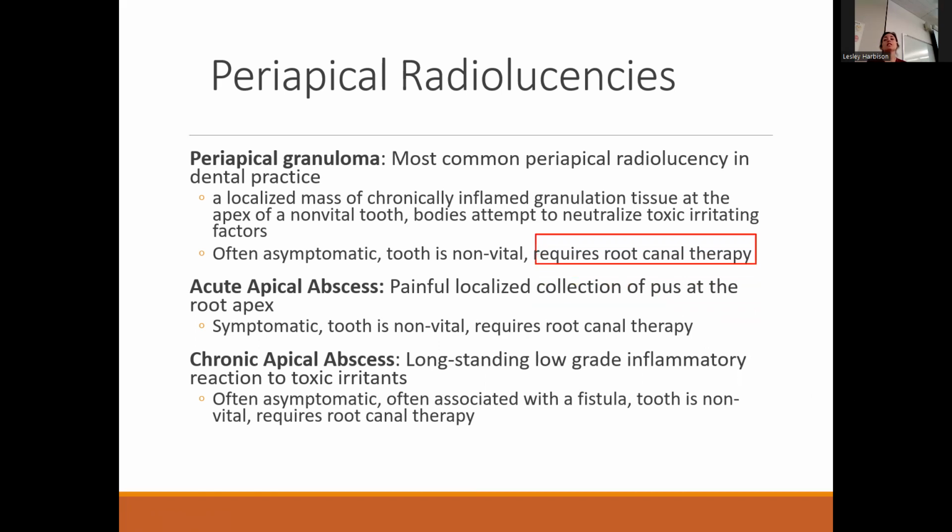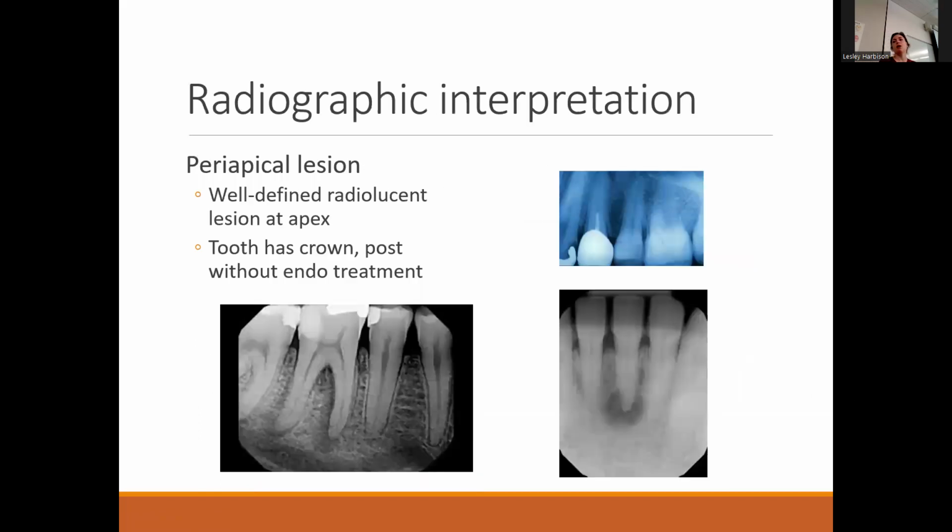So you can see, no matter if it's a granuloma, an acute abscess, or a chronic abscess, they all pretty much end up needing a root canal. So, periapical lesion: a well-defined radiolucent lesion at the apex. The tooth has a crown, or a crown post without endo treatment.